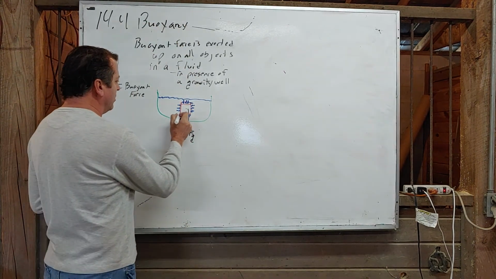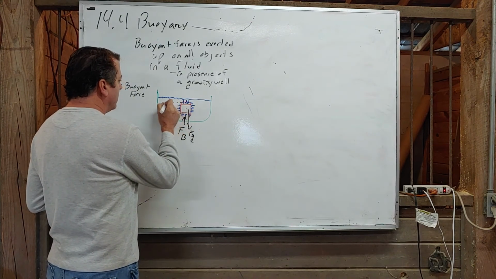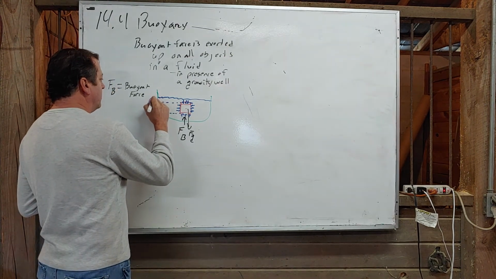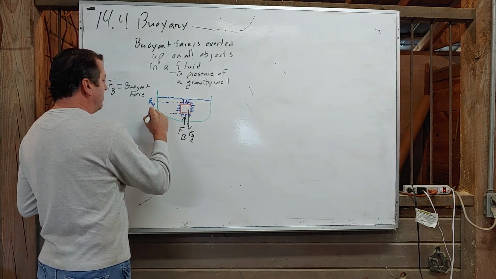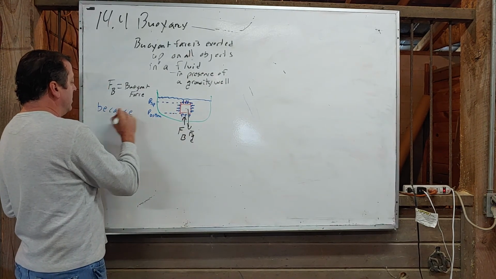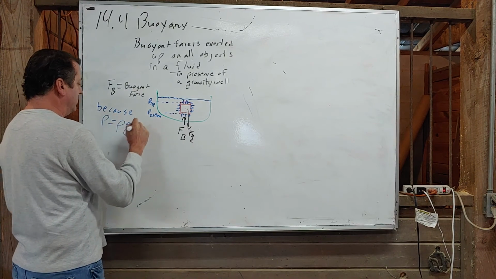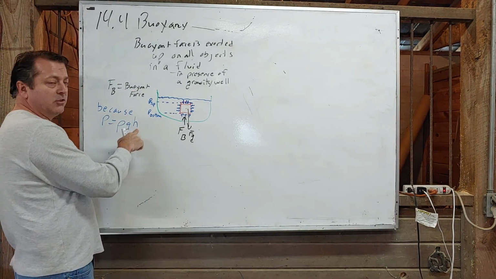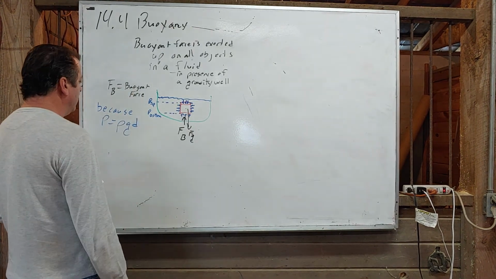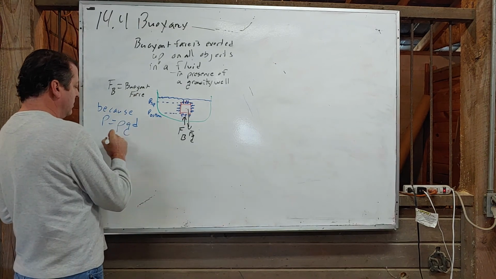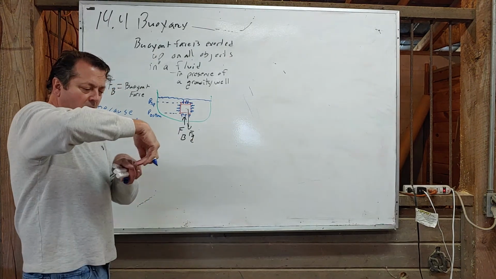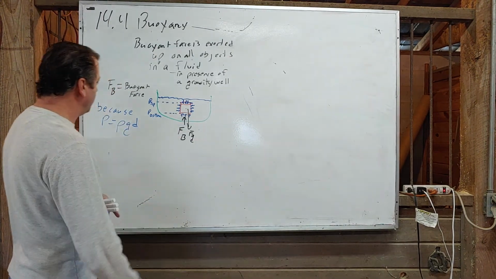Now, we know pressure is a function of depth, rho g d. Call this P at the top, P at the bottom. Because pressure is rho g d, rho is the density of the fluid, g is gravity, d is the depth in the fluid. The further you go down, the more pressure you have. And at any point, the pressure is the same all over that surface of the object.